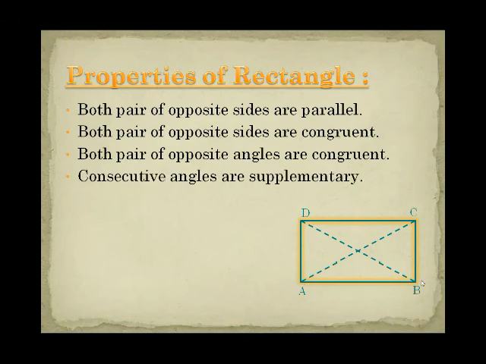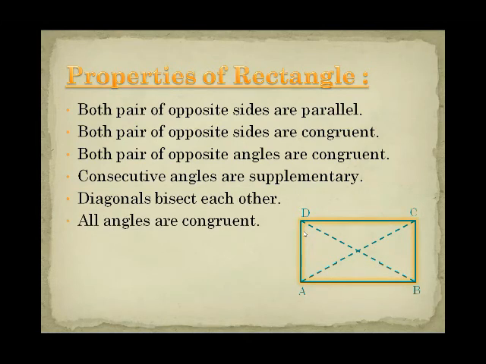Okay, angle B and angle A, and angle B and angle C are supplementary angles. Angle C and angle D are also supplementary, and angle D and angle A are also supplementary. Diagonals bisect each other. As you see, students, these diagonals bisect each other.